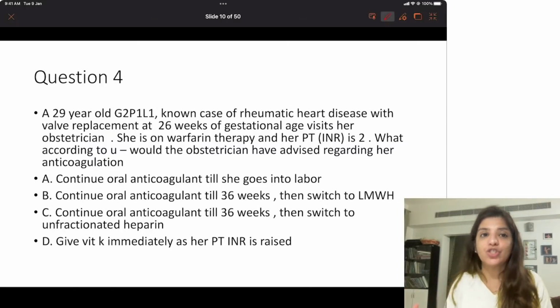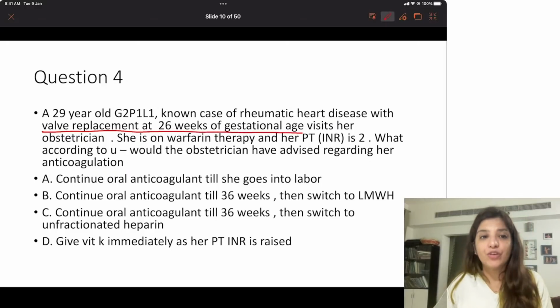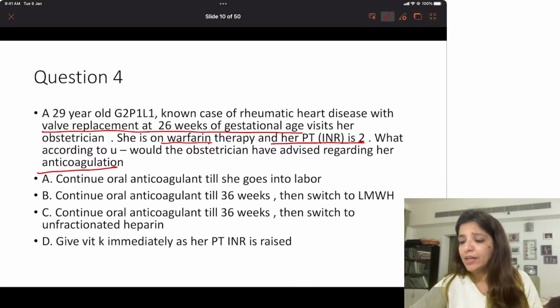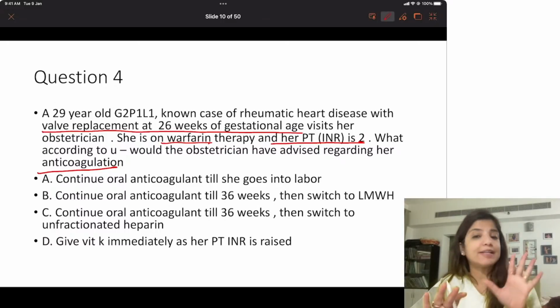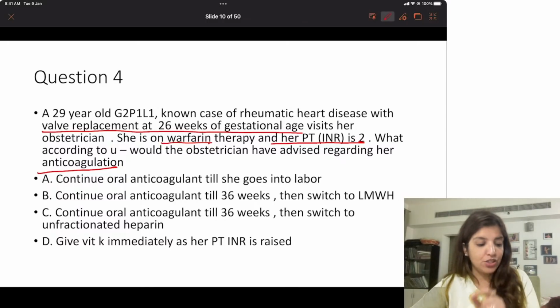A 29-year-old G2P1L1, a known case of rheumatic heart disease with valve replacement at 26 weeks of gestational age, visits her obstetrician. She is on warfarin therapy and her PT-INR is 2. What, according to you, would the obstetrician have advised her regarding her anticoagulation? Right, so patient is on warfarin. Patient had undergone valve replacement and she's coming to you at 26 weeks of pregnancy. Her PT-INR is 2. So what, according to you, would the obstetrician have advised her regarding anticoagulation?